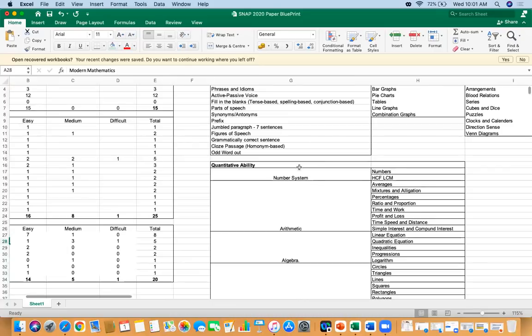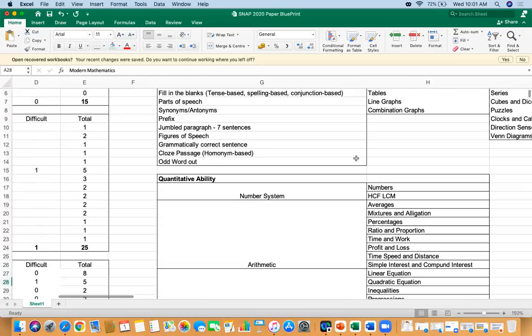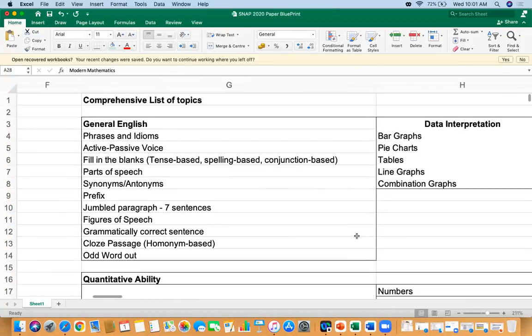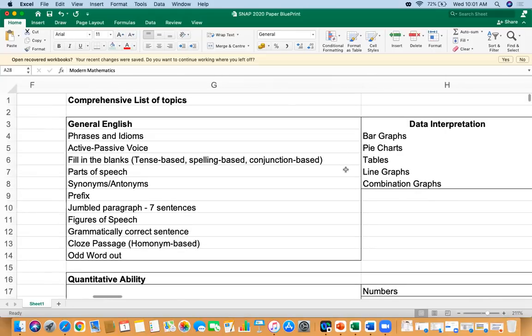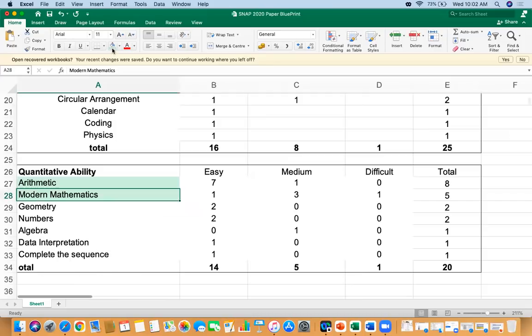Okay. So quickly giving you a heads up on the syllabus and telling you which are the important topics to focus on is very important, especially for people who have to give in the next 15 days. The ones which I'm going to highlight right now, please make a note of those topics. Ye to padh ke hi jana hai. Theek hai? So general English, what's my syllabus? I have phrases and idioms, active voice, passive voice, fill in the blanks, parts of speech, synonyms antonyms, prefix or root word questions, parajumbles, figures of speech, sentence correction in grammar, cloze passages, odd word out, and reading comprehension. So we have to do this, right?